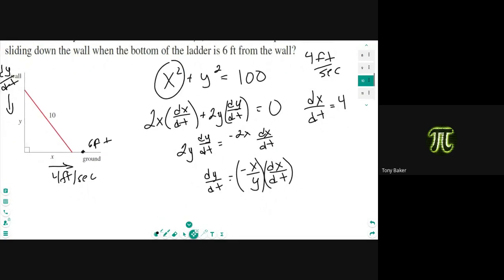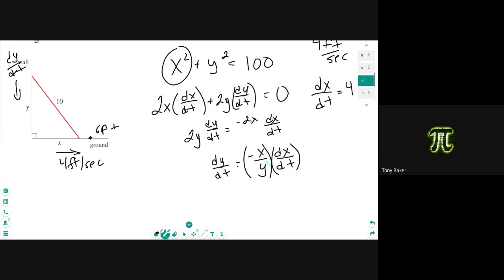All right. So how can we find it? We need to know those three things, right? What's x? So x is 6. We know the dx/dt is 4. We need to know what y is. What's y? We can use the Pythagorean theorem, correct? So we know a is 6, c is 10. What's got to be b? 8. It is a 3, 4, 5 triangle, but you could use the Pythagorean theorem to find it too.